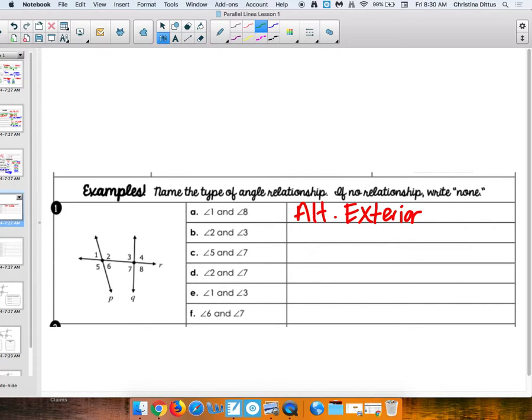2 and 3. Consecutive interior. They're interior, and are they on the same side or not? Yeah. So we're gonna write same side or consecutive. I'm gonna write same side interior.